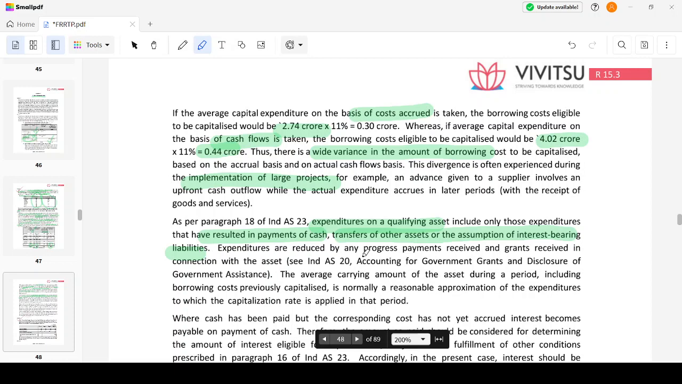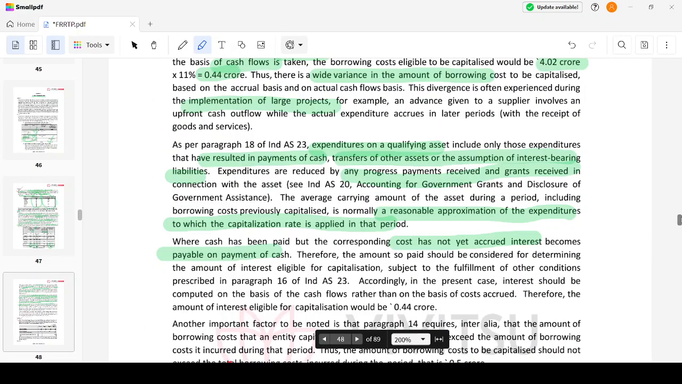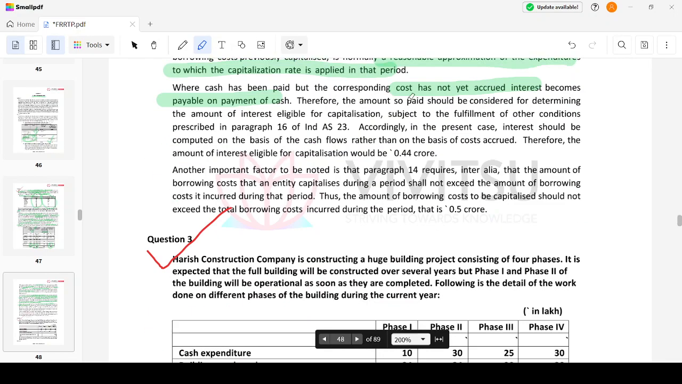They are reduced by any progress payments received and grants received. That has to be reduced. The average carrying amount of the asset, including the borrowing cost previously capitalized, is normally a reasonable approximation of the expenditure to which the capitalization rate is applied. Where cash has been paid but the corresponding cost has not yet accrued, interest becomes payable on payment of cash. Therefore, the amounts paid should be considered for determining the interest eligible for capitalization.